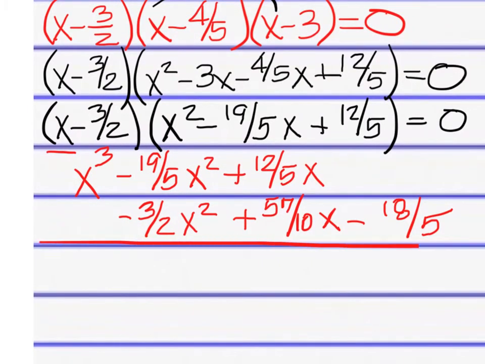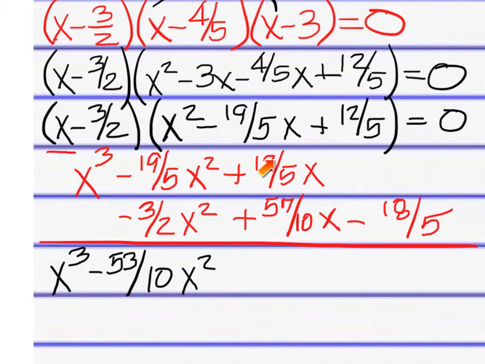So now we have to add like terms. We only have an x to the third to deal with, so it's finished. But over here we have negative 19 over 5 minus 3 over 2. Our common denominator will be 10. So that means I multiply this by 2 to get a negative 38, this by 5 to get a negative 15. Negative 38 minus 15 is a negative 53. So it would be a negative 53 over 10, x squared.